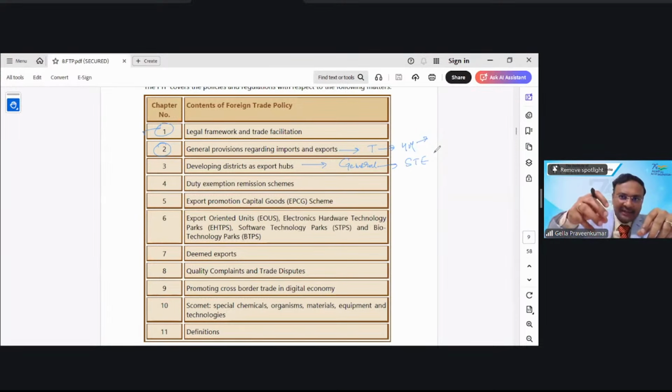what road connectivity they have, and if they want to export to the Middle East or to the US, what the best seaport is. What facilities do they need as infrastructure? What logistics do they need to have? These are the decisions which get to the ministry level through the district hubs. For the examination, this is what we need to understand with respect to district hubs.